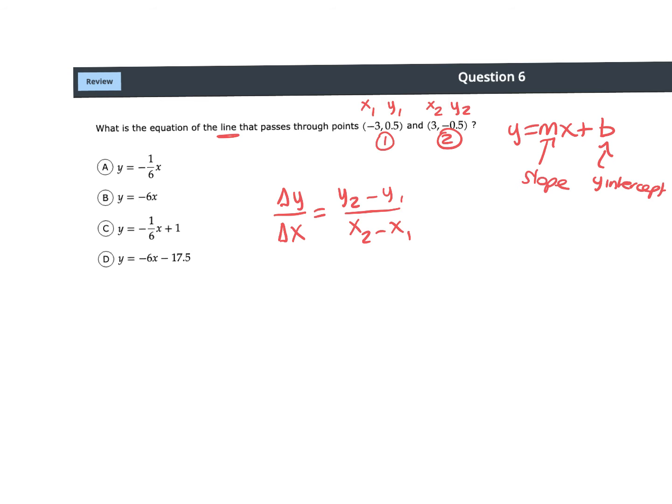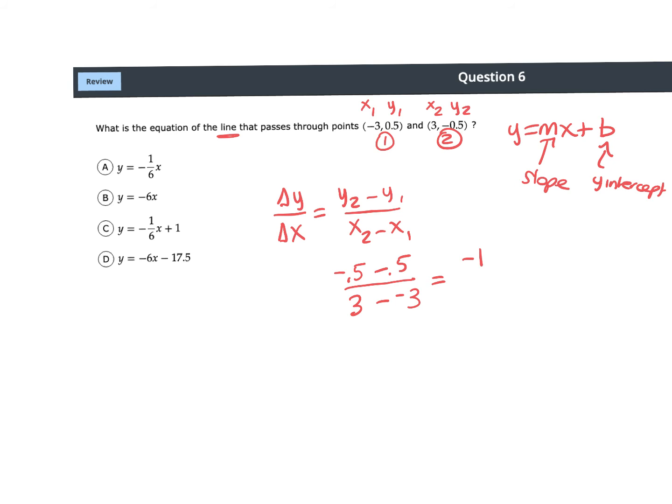in. So I would replace my y2 with negative 0.5 and my y1 with 0.5. So negative 0.5 minus 0.5. And then 3 minus negative 3. The signs are what's tricky here. So negative 0.5 minus 0.5 is negative 1.